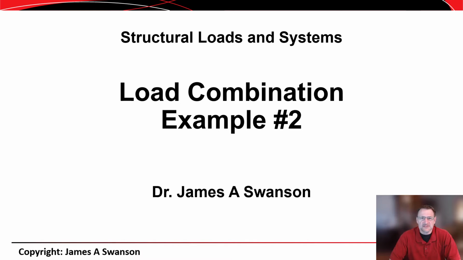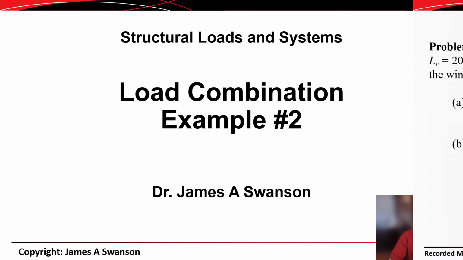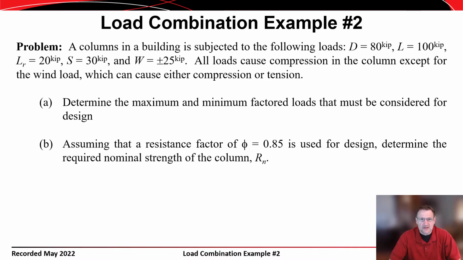Hello, this is an example illustrating the use of the LRFD load combinations in the ASCE 7 standard for a column in a typical building. In this problem, we're going to consider a column in a building that's subjected to a dead load of 80 kips, a live load of 100 kips, a roof live load of 20 kips, a snow load of 30 kips, and a wind load of 25 kips.